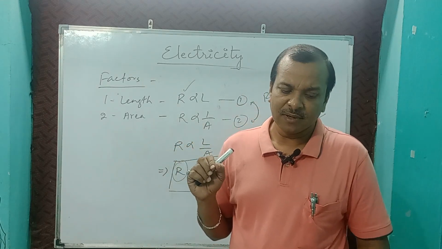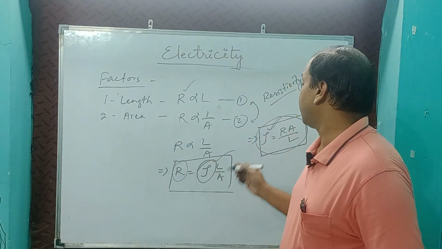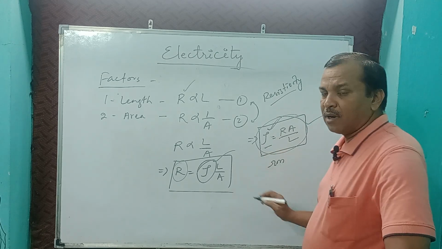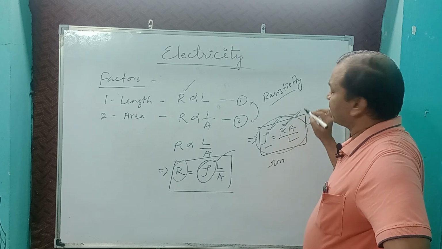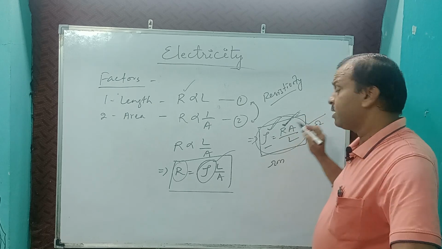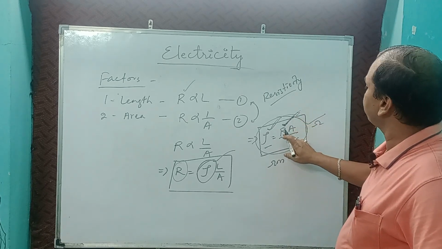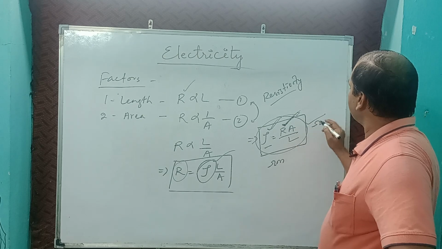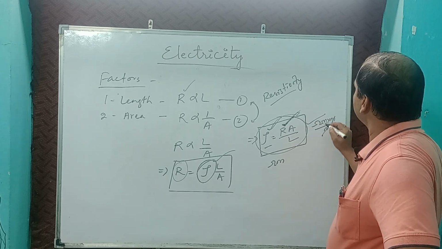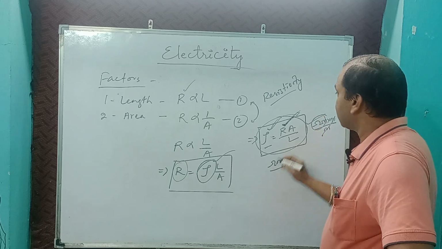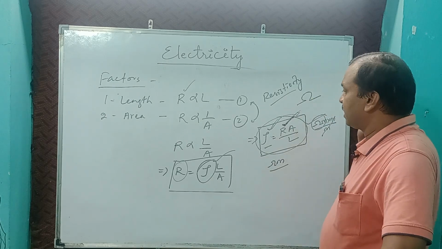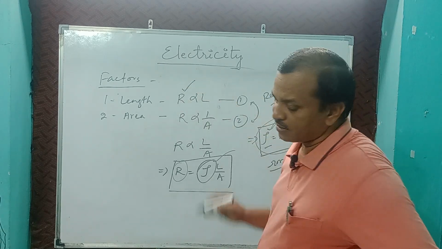Is it clear? Next, what is the SI unit of resistivity? Resistivity is ohm meter. How? What is the SI unit of resistance? Resistance is ohm. Area is meter into meter, divided by length, which is meter. One meter will be cancelled. What is left? Ohm meter. This symbol is ohm. Clear?